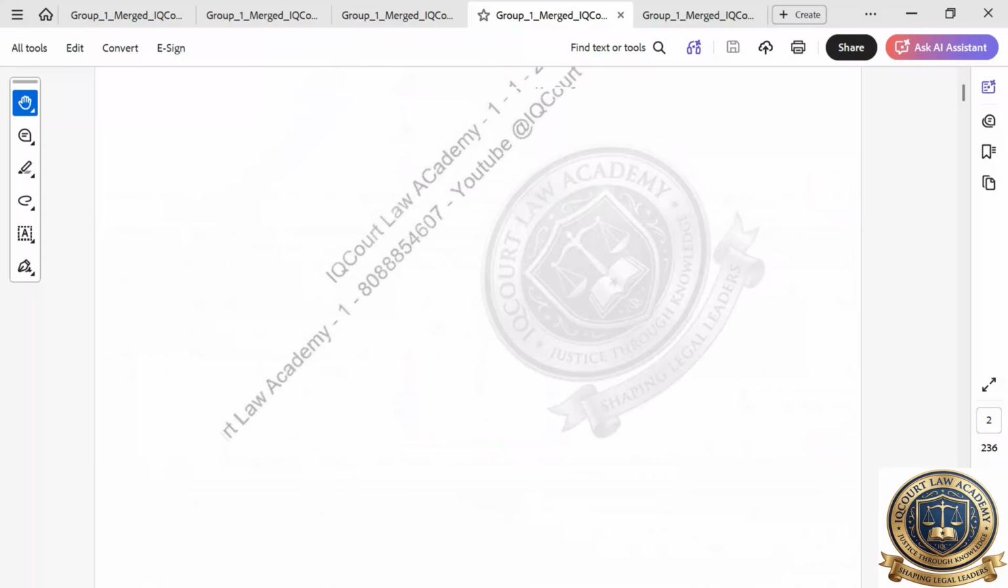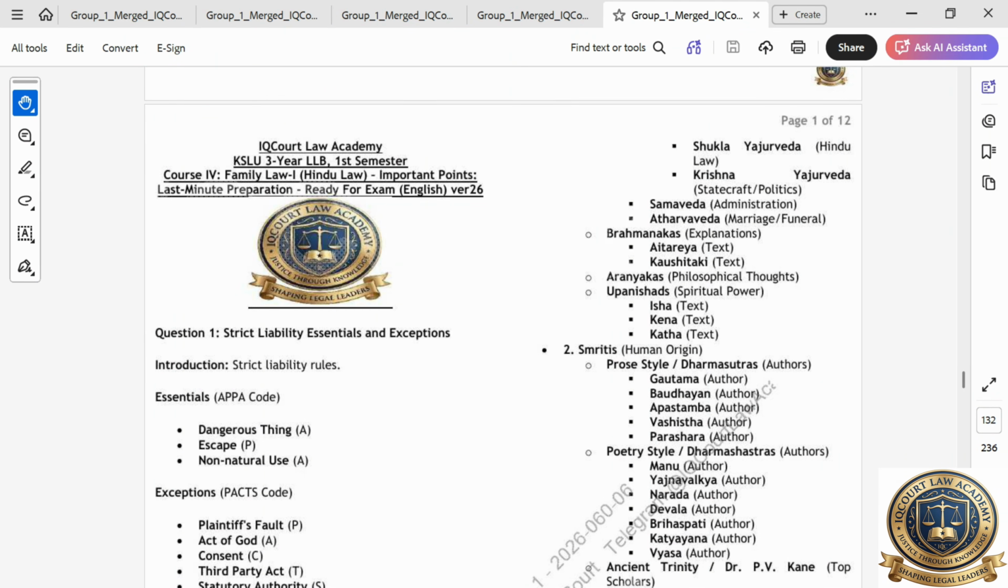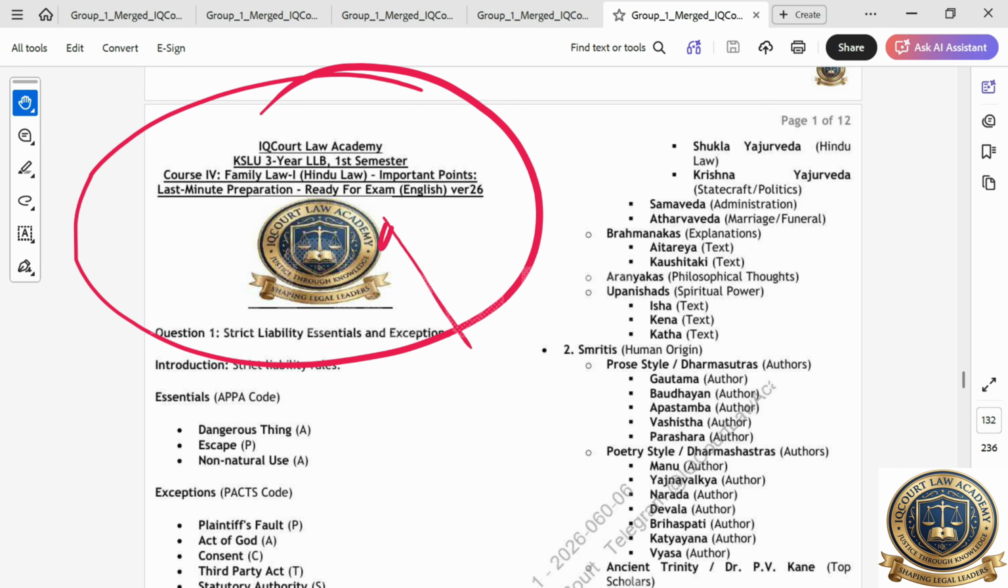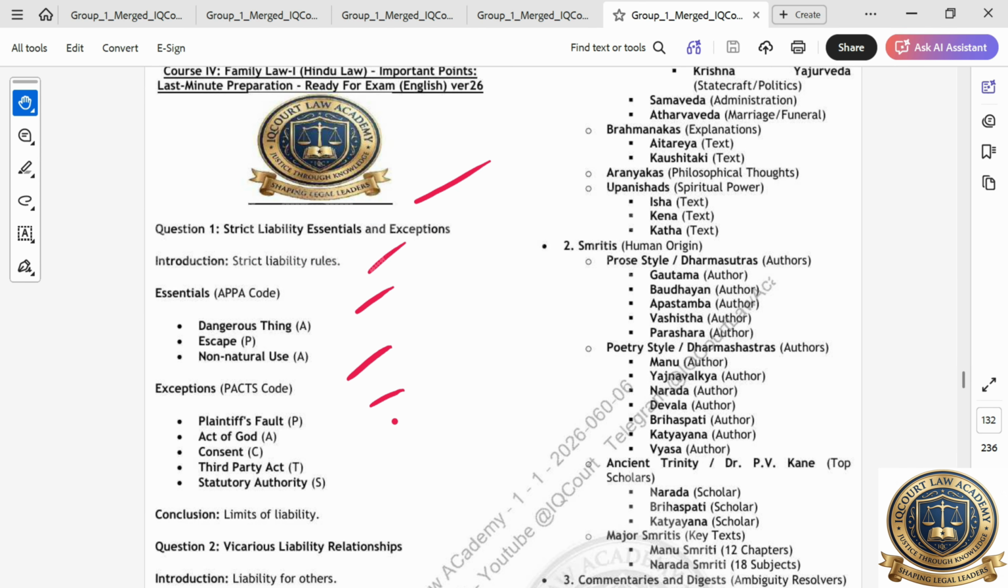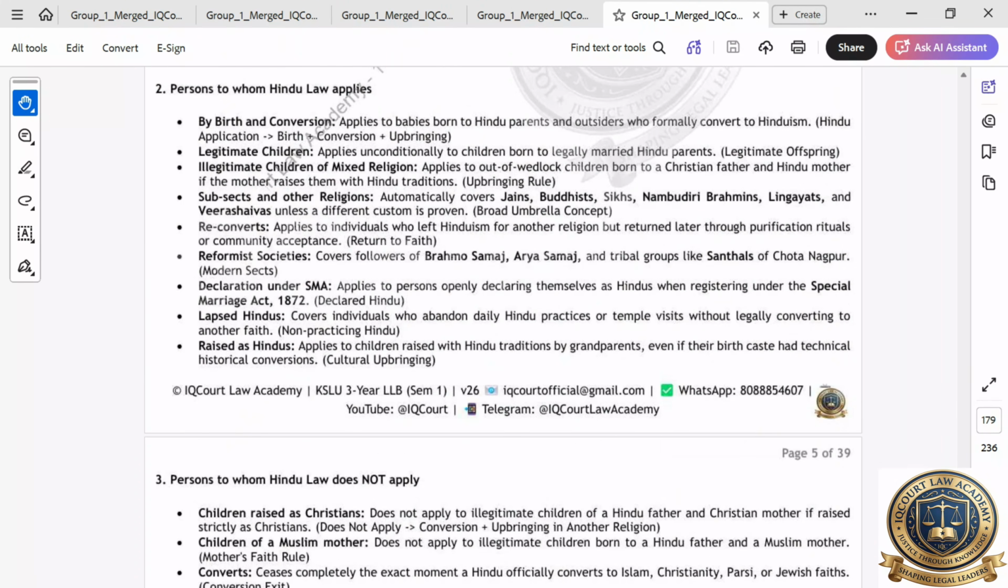This is what we call block material. Last minute revision block. Let us see another unique study material, that is important points, last minute preparation ready for the exam. For each question we are providing only the headlines along with 2-3 keywords. This is the way we are providing. For each question we are providing the keywords, a last minute synopsis, you call it a synopsis, right?